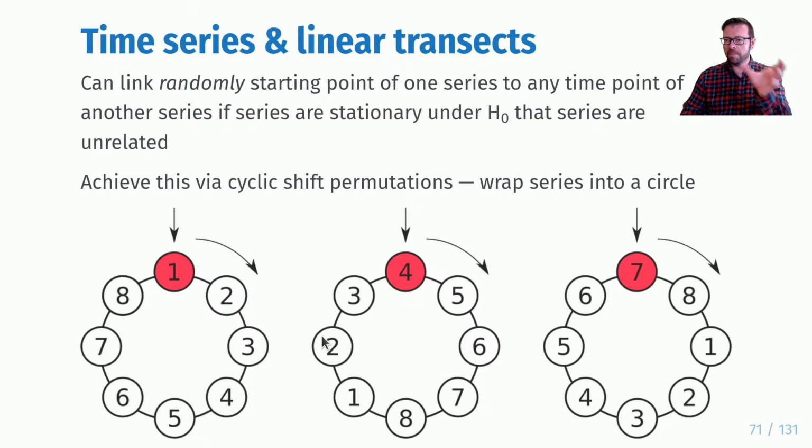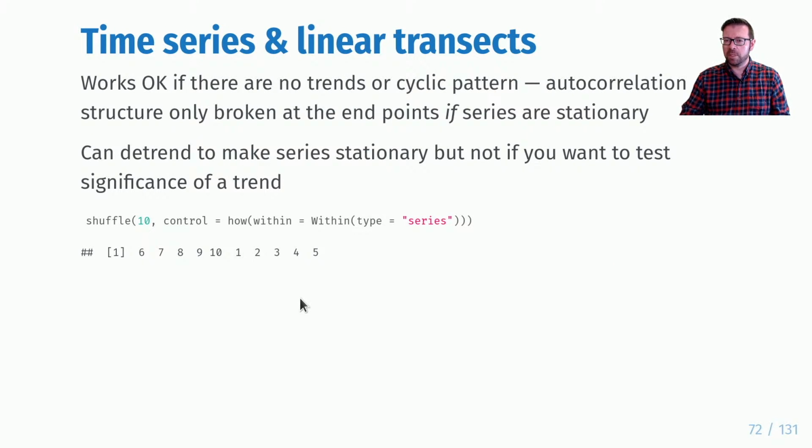By joining the ends together, we can just keep shuffling this thing round at random places and start it off. So here we're seeing the observed ordering, and then we're seeing two other random starting points. All right, so that's the cyclic shift, and that works for equally spaced time series and equally spaced transects.